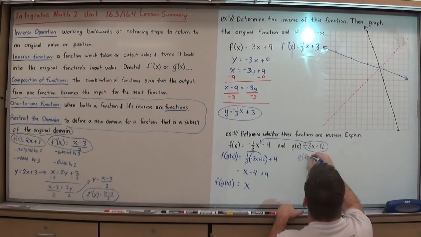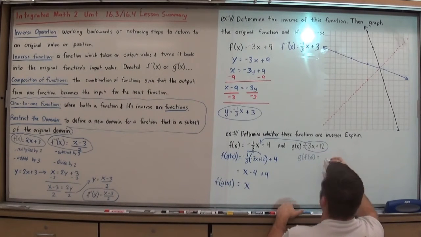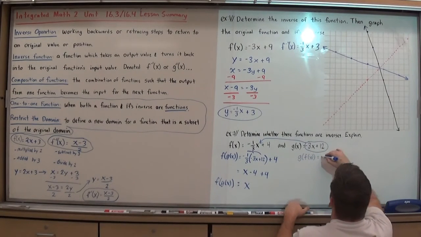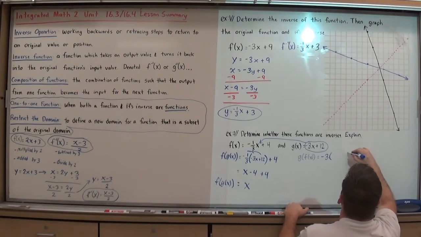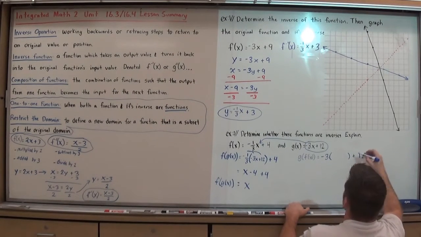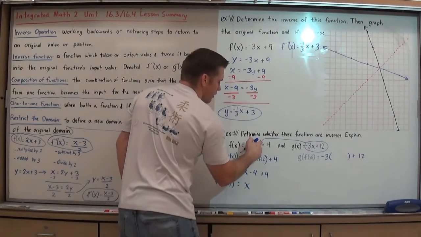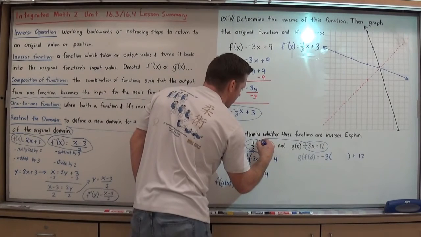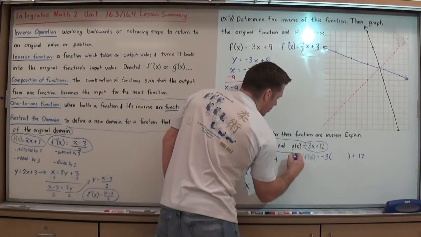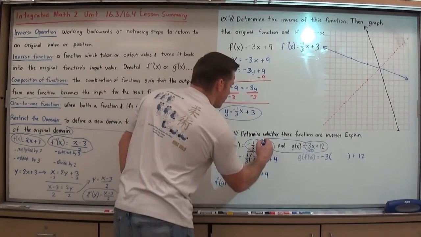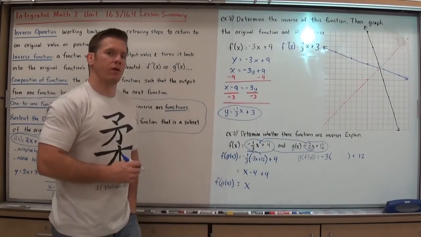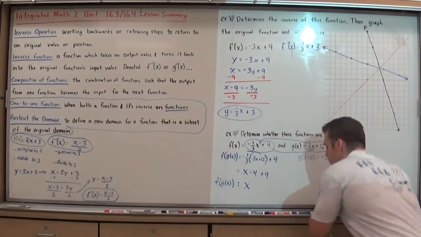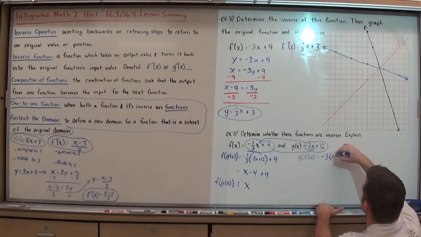G of f of x. What would g of f of x equal? It would equal negative 3, but instead of x, I'm going to replace it with the entire f of x function. So now this entire function can plug into the x here and replace it with a more complicated input. So negative 3x is now negative 3 times negative 1/3 x plus 4.